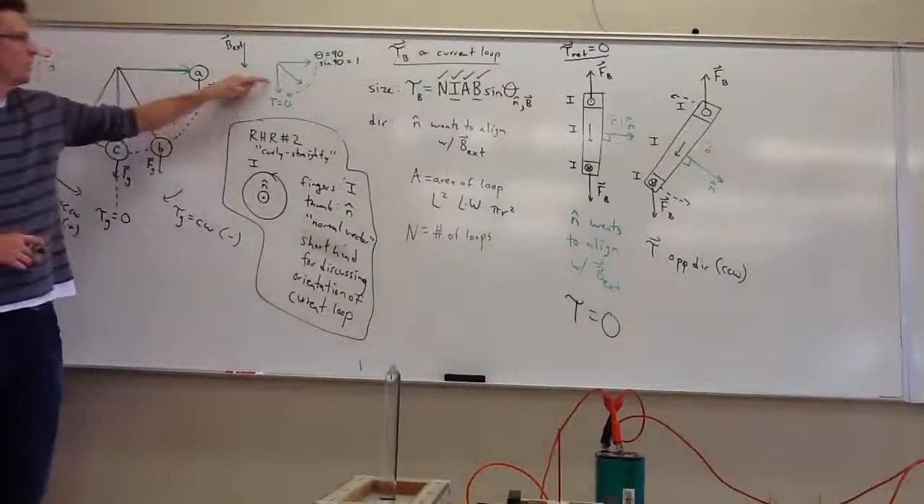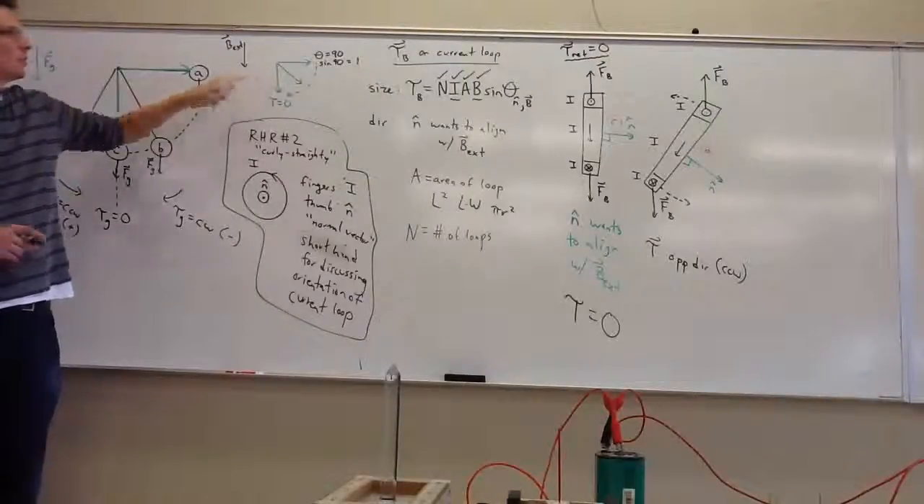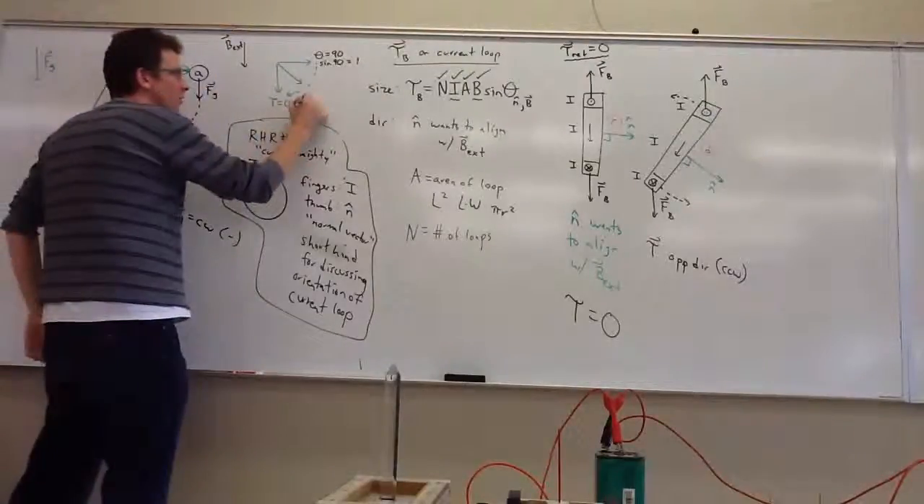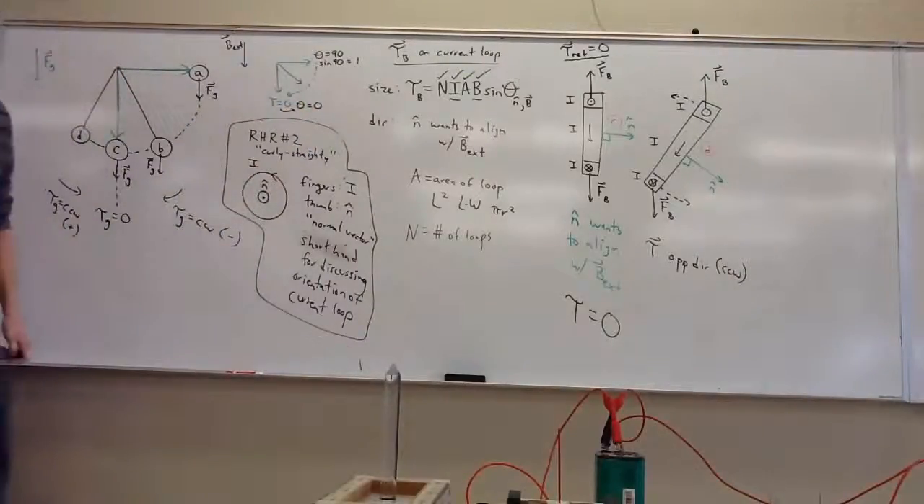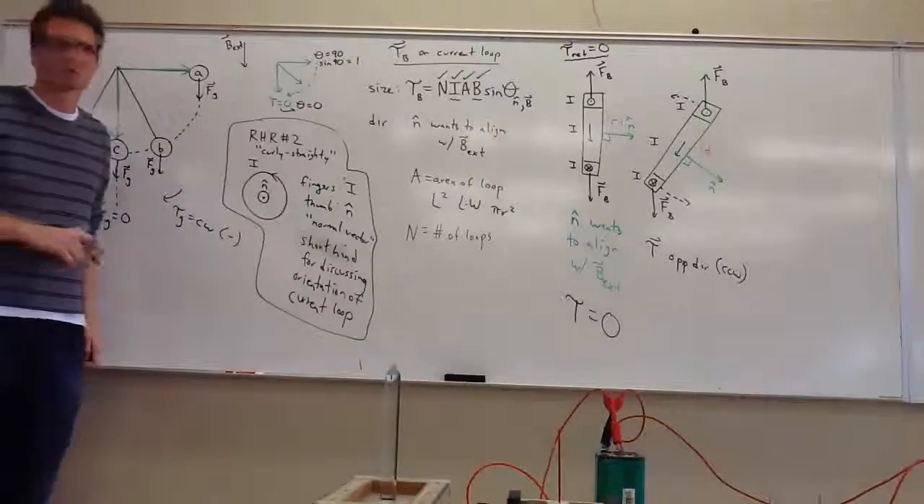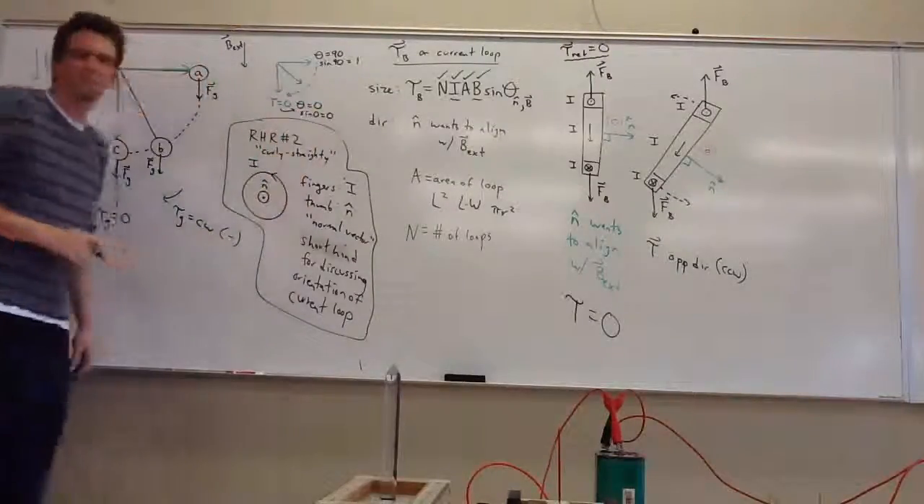What about over here? When the normal vector is like this, what's the angle between the normal vector and the magnetic field? 0. So theta is 0. What's sine of 0? 0. So no torque.